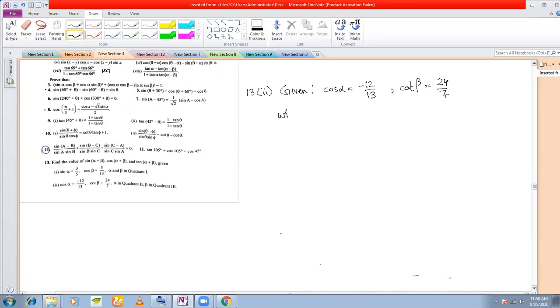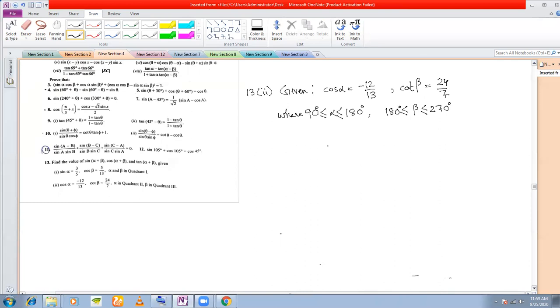where alpha is in quadrant 2. That means alpha lies between 90 degree and 180 degree. And beta is in quadrant 3. Quadrant 3 means beta lies between 180 degree and 270 degree. Okay. In the first rotation, of course. In the second rotation, there will be other values also. So alpha is in the second quadrant, beta is in the third quadrant.